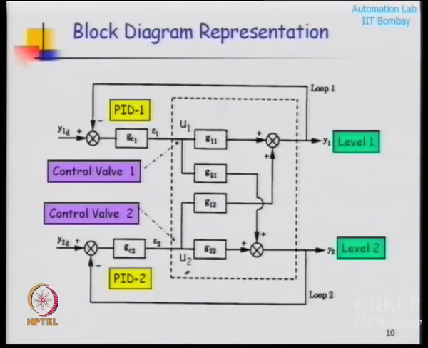But that is a multivariable controller, so I'll talk about multivariable controllers separately. Can I have a PID controller which controls multiple outputs simultaneously? That's a different class. That is not right now used in the industry. It is not readily available.